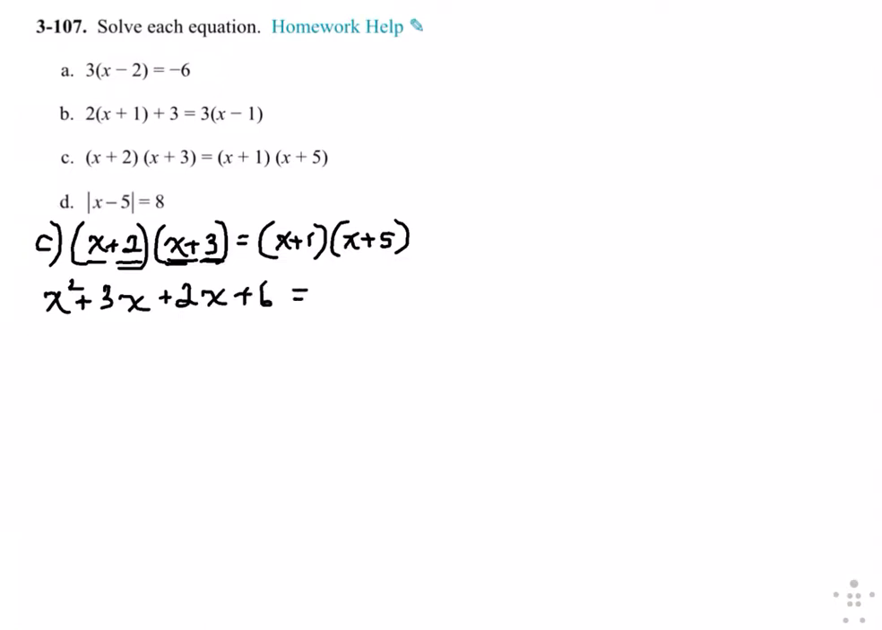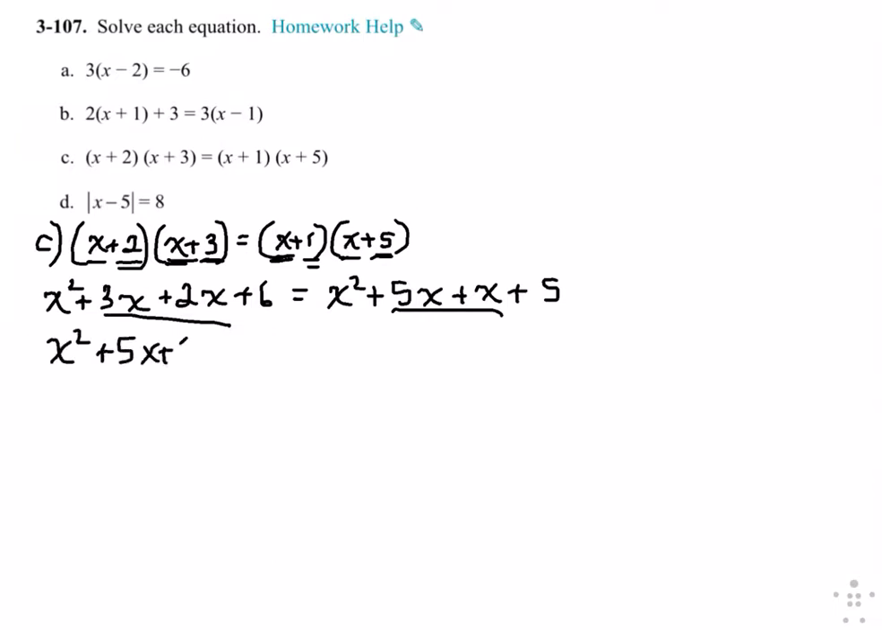Then on the right-hand side, we do the same thing. We distribute the x in, so we get x squared plus 5x. Then we distribute the 1 in to here, right, times the x. So 1 times x is x, 1 times 5 is 5. Then we combine our like terms. There's like terms there, there's like terms. So I get x squared plus 5x plus 6 equals, on the right, x squared plus 5x plus 1x is 6x plus 5. We subtract x squared from both sides, right?